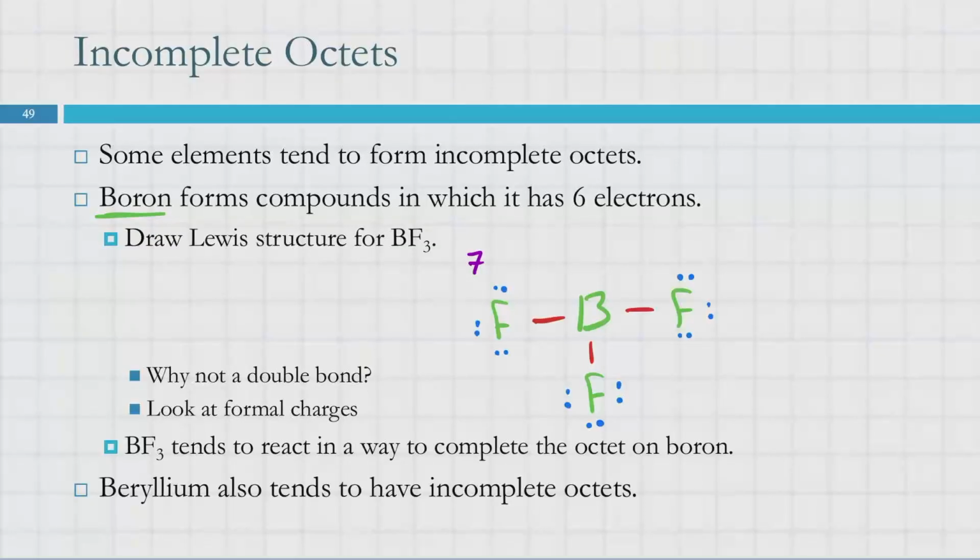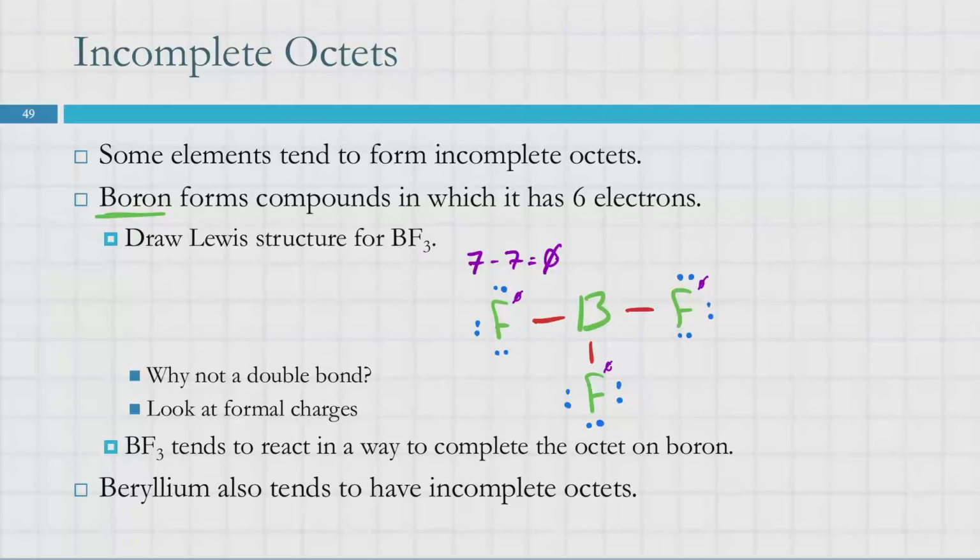If we look at our fluorines, they've got 2, 4, 6 from the lone pairs plus 1/2 of the bond, which is another 1. So that's going to give them a 0 formal charge. So that's for all of our fluorines. They get 0s for their formal charges.